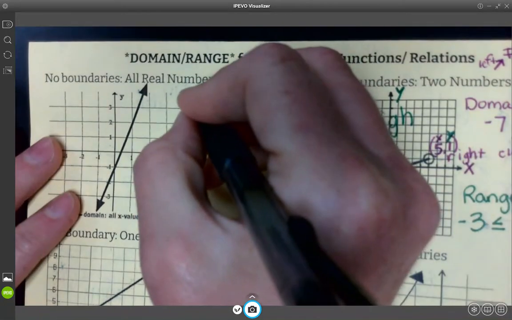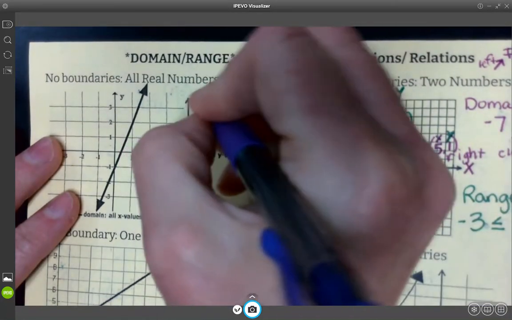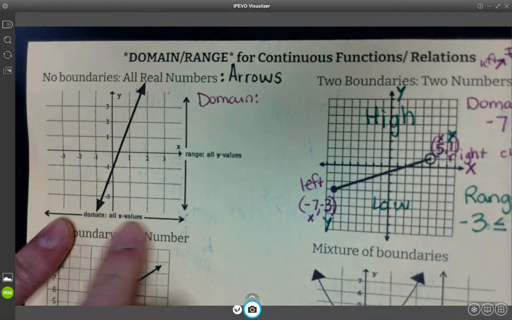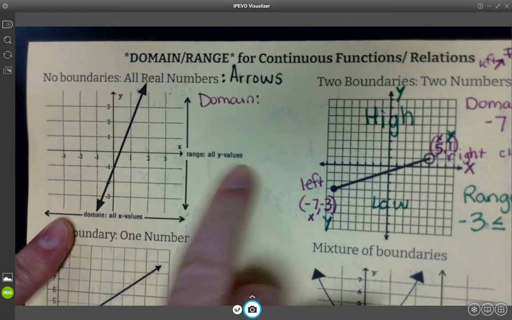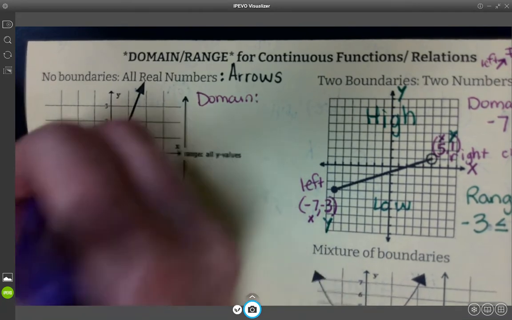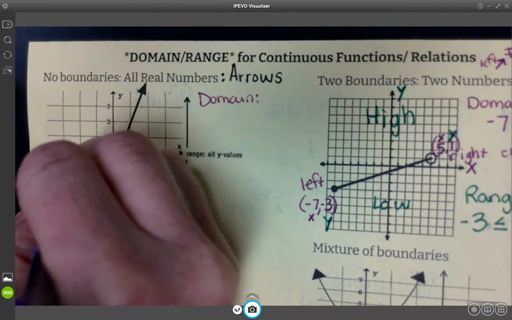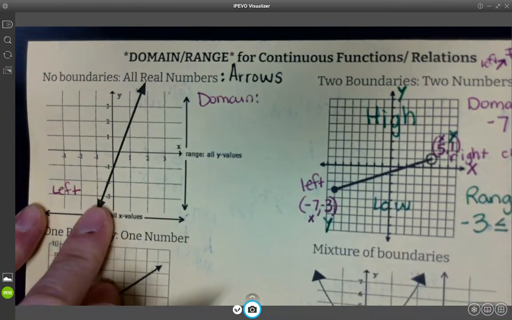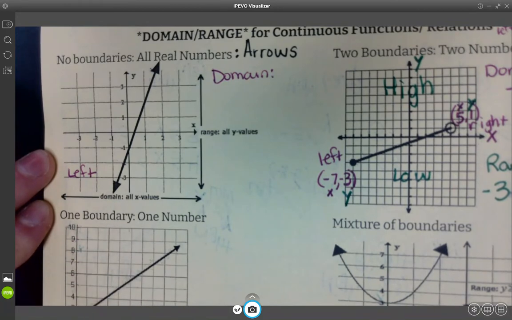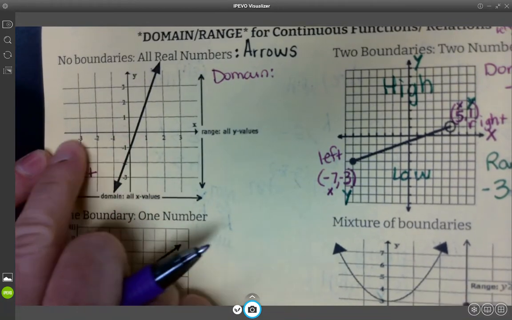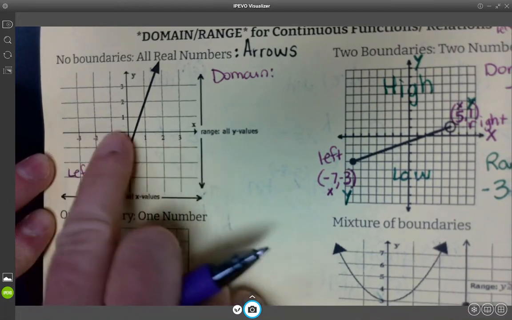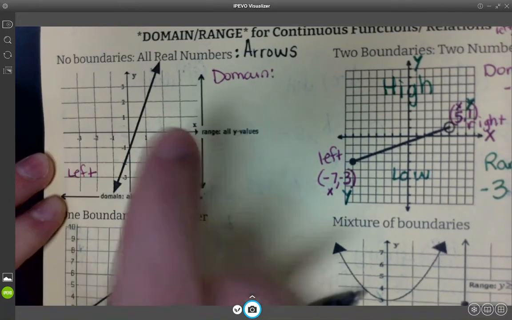So for our domain, it tells us right here, it says all x values, range is all y values. For domain, we do left and right. So if I look at how far left it goes, see this arrow? This arrow tells me that this line is going to continue going on and on forever, but in the negative direction. Going left is a negative direction. Going right is a positive direction.